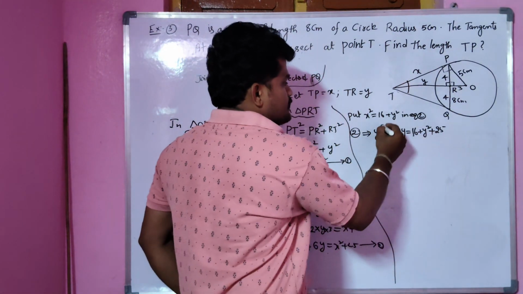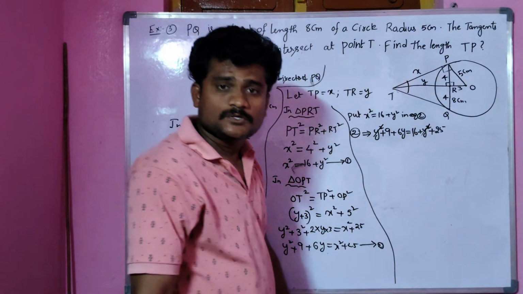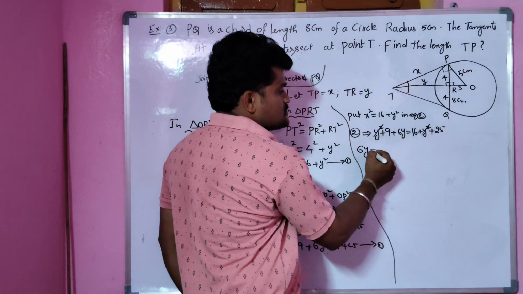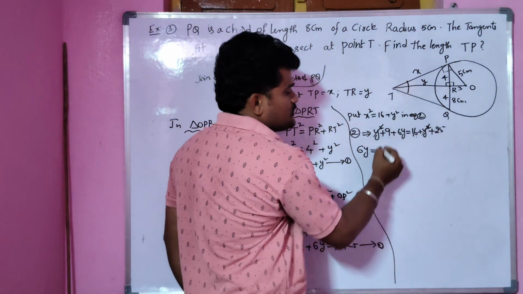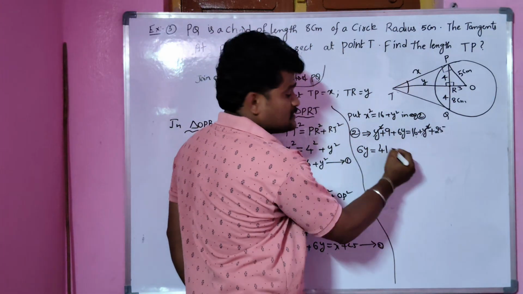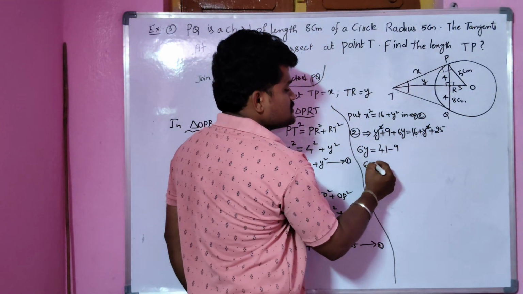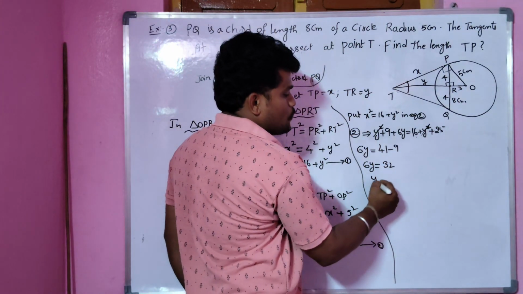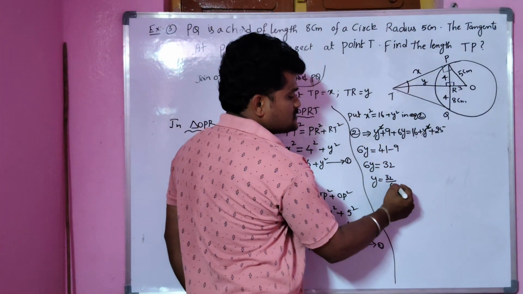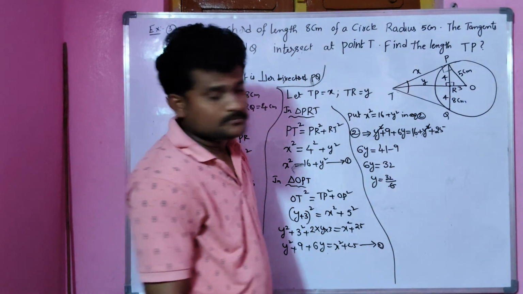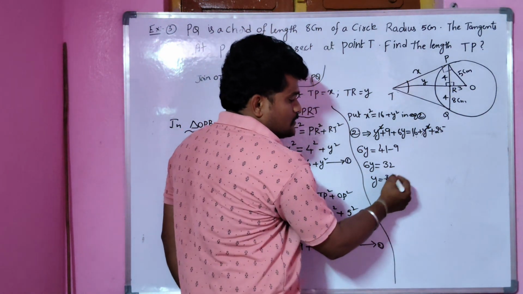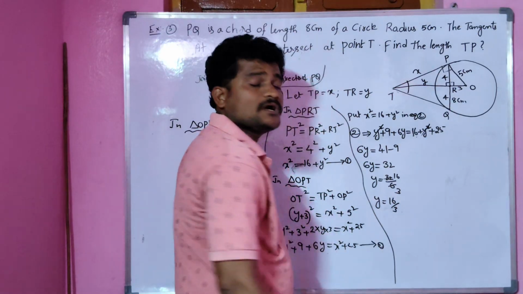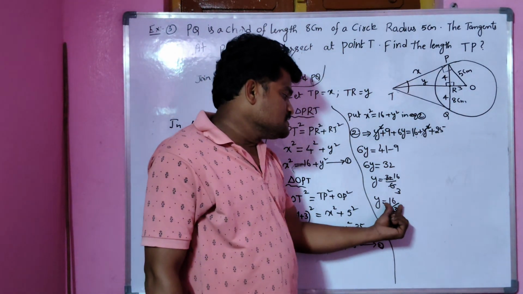Then I can cancel y square and y square. Y square will be cancelled. And what is left here? 6y is equal to 16 plus 25, which is 41, and on the other side, minus 9. Then 6y is equal to 41 minus 9, which is 32. Y is equal to 32 by 6. 2 table is possible: 3s are 16s are. Then y is equal to 16 by 3. We got the answer: y value is 16 by 3.